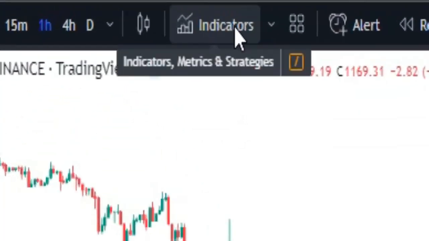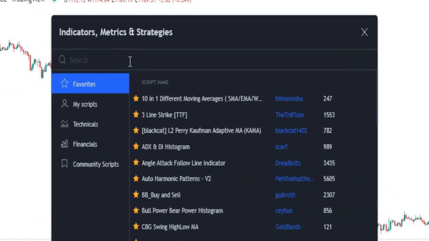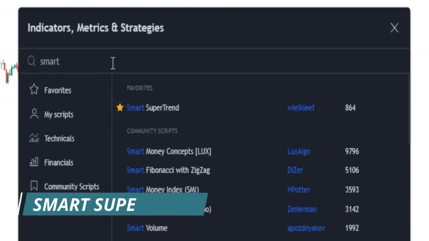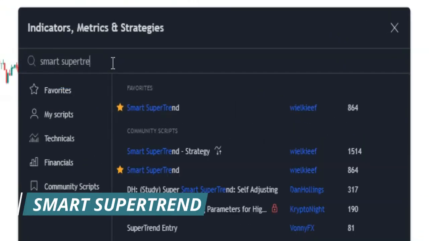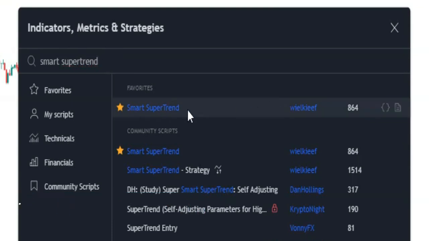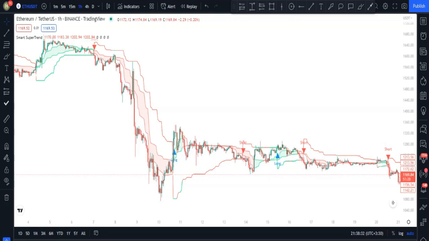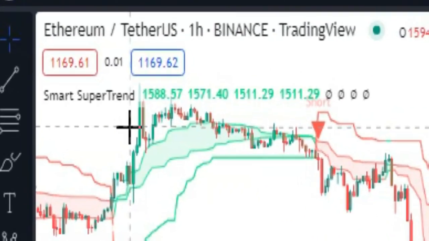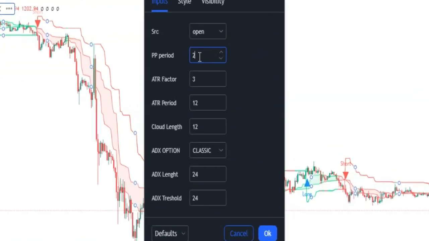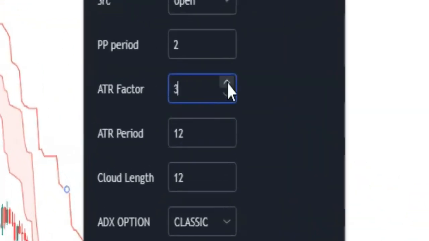Click on indicators to install the first indicator. Then search for Smart Super Trend and pick this one. This would be the Smart Super Trend indicator, which is so messy. So get into the indicator settings and in the input section, change the ATR factor to 4.